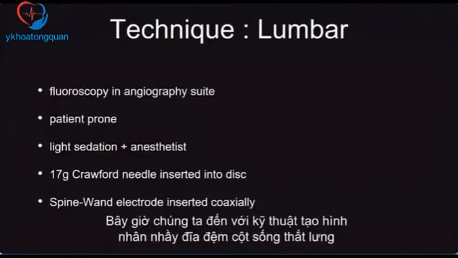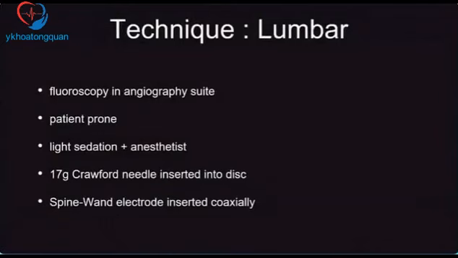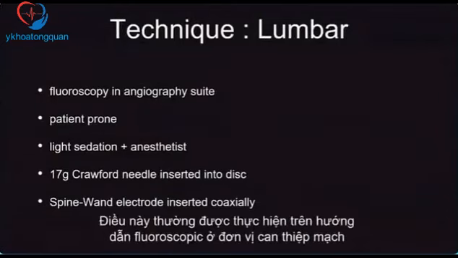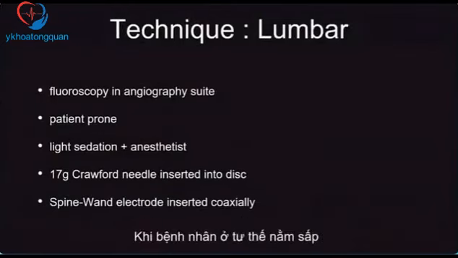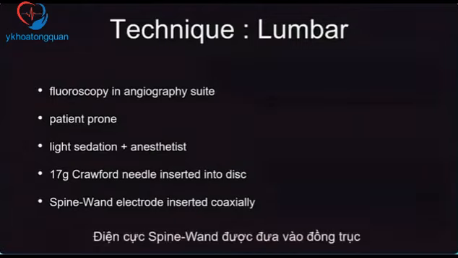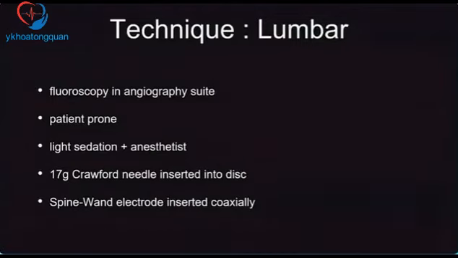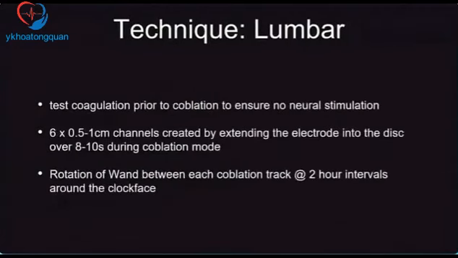We come now to the technique for lumbar nucleoplasty. This is usually done under fluoroscopic guidance in the angiography suite with the patient in a prone position. Conscious sedation with the help of an anesthetist is provided, and a 17-gauge Crawford needle is inserted into the disc. A Spine 1 electrode is then inserted coaxially to perform the nucleoplasty.